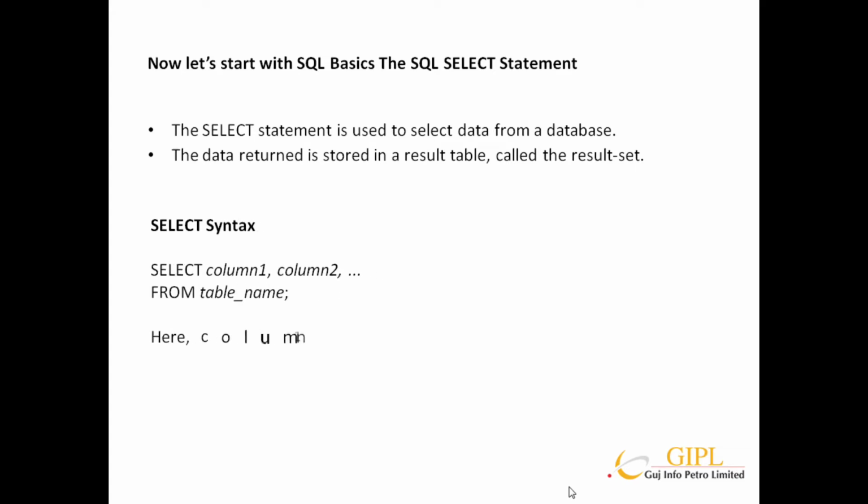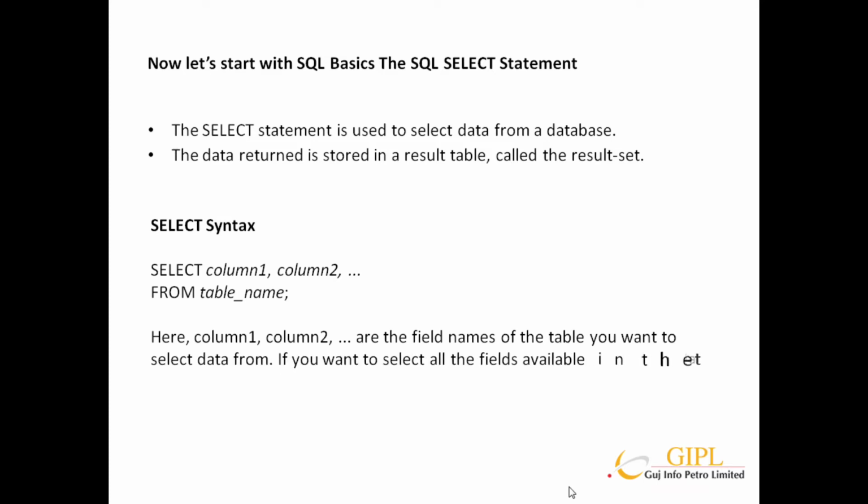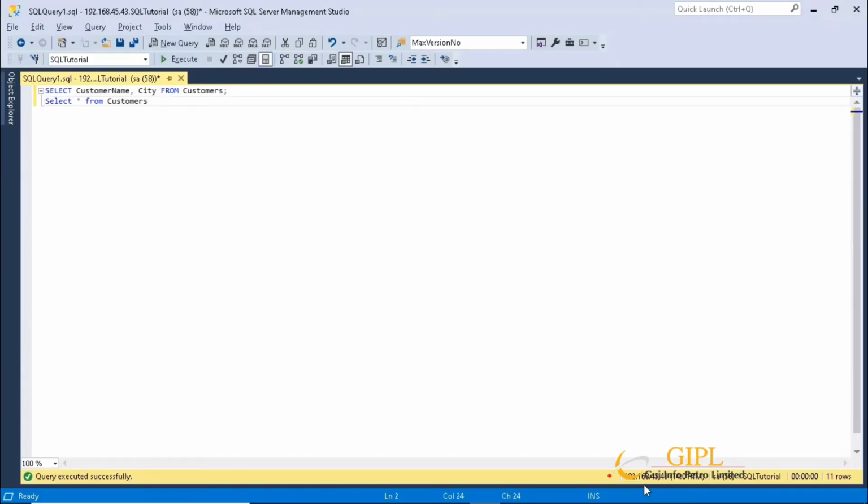Now let's look upon the select syntax. The select syntax consists of select column1, comma, column2, etc. from table name. Here, column1 and column2 are the field names of the table you want to select the data from. If you want to select all the fields available in the table, use the following syntax: select star from table name. This is the demo database that we have used earlier. Now let's see a select column example.